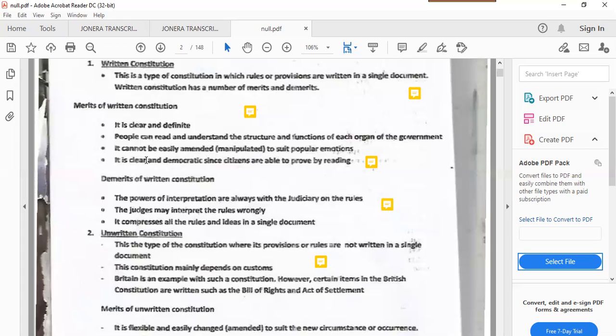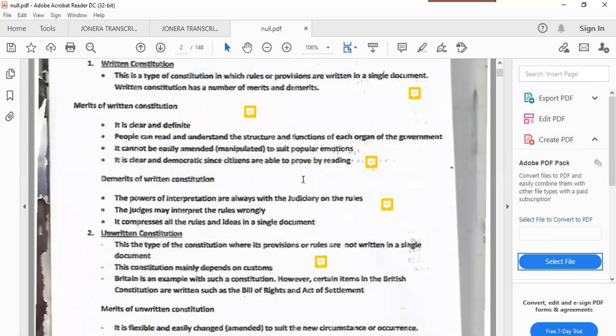Another good quality, another merit: it is clear and very democratic, since the citizens are highly involved in the decision-making process. Citizens are able to prove by reading: what is this bulletin about? Let me read about it. Can I give it a merit? Can I demerit it? So you see that a written constitution is very, very democratic. These are the points you have to choose when you define a written constitution and the merits of a written constitution. With every advantage, there is some form of disadvantage.